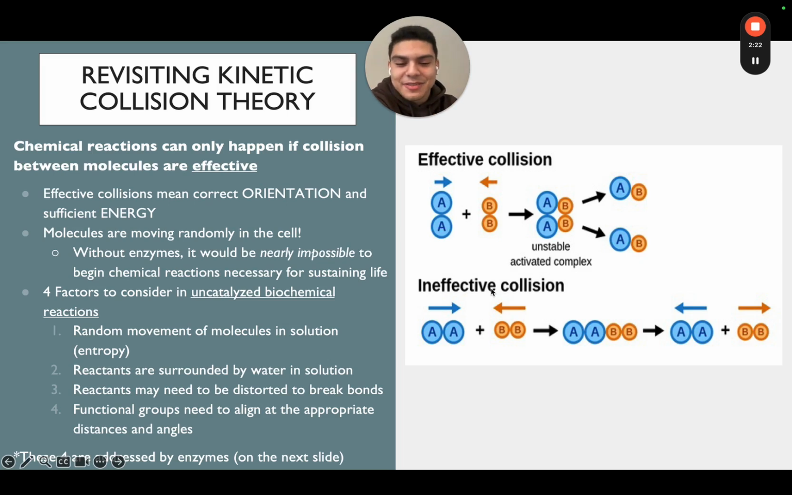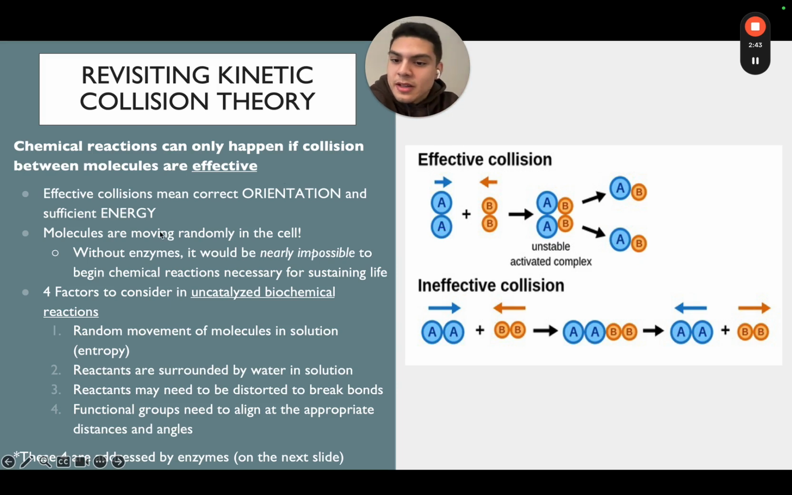Whereas an ineffective collision means that the orientation is not side-by-side here; instead it's just directly one behind another. If these two collide, it doesn't form the products, and instead of forming this chemical transformation to now form AB, it's just going to bounce away. It's almost like an elastic collision. I'm not saying elastic because I know that means something different in physics, but I'm just using it as a loose term here.